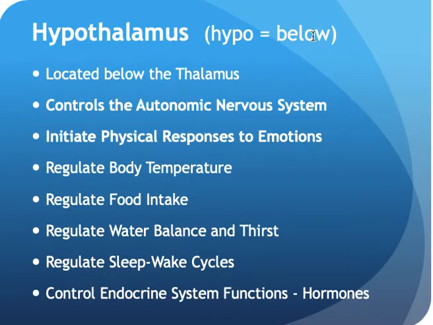Hypothalamus is going to be a little bit more below, so located below the thalamus, and this is going to be all my autonomic stuff, okay? So autonomic nervous system, physical responses to emotions, temperature, food intake, water balance, thirst, sleeping, endocrine functions. Again, a lot of autonomic stuff is going to be this hypothalamus, okay?